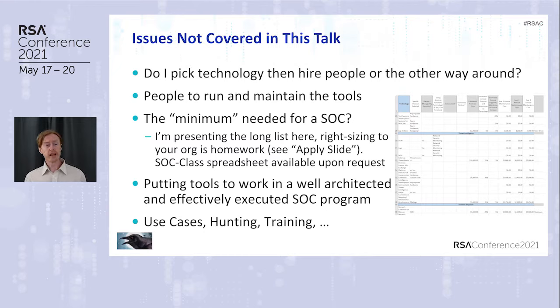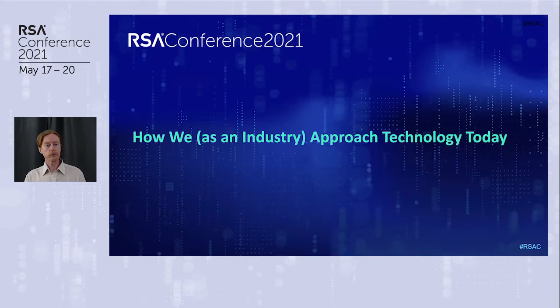What's the minimum that's absolutely necessary? How do I maintain this? Even though I'll mention the ideas of maintenance because I think that's an important aspect of procuring tools, I also won't talk about how I advocate use of use cases and hunting and training and all these other things that actually are important for a SOC. Just don't have time for it, okay?